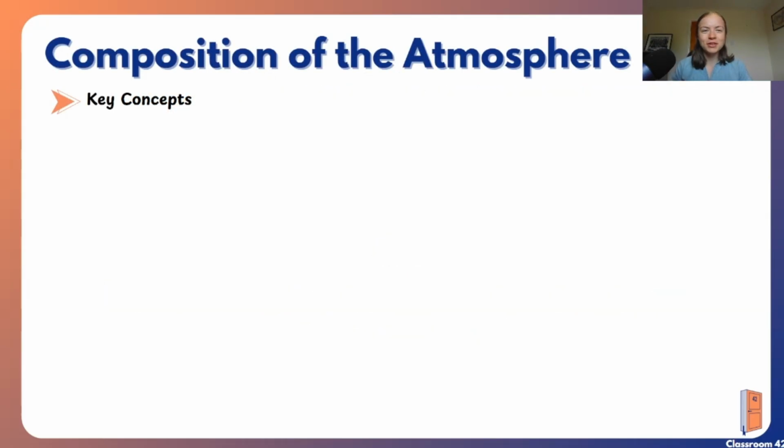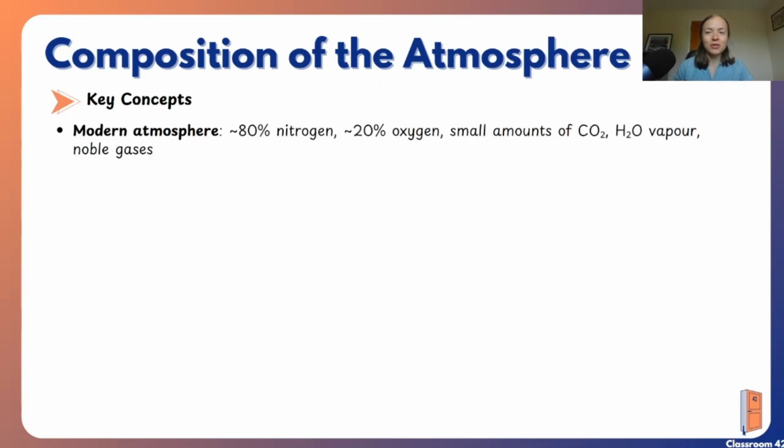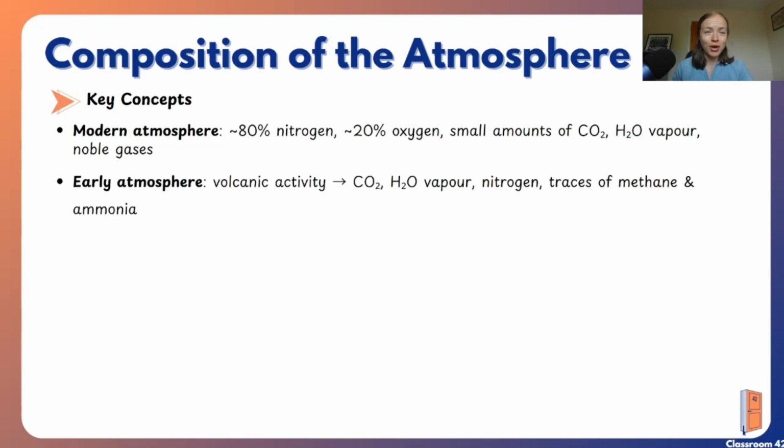Okay, so now we're going to move on to our penultimate unit, which is the composition of the atmosphere. So the modern atmosphere is made of about 80% nitrogen, about 20% oxygen, and then small amounts of carbon dioxide, water vapour, and the noble gases as well.